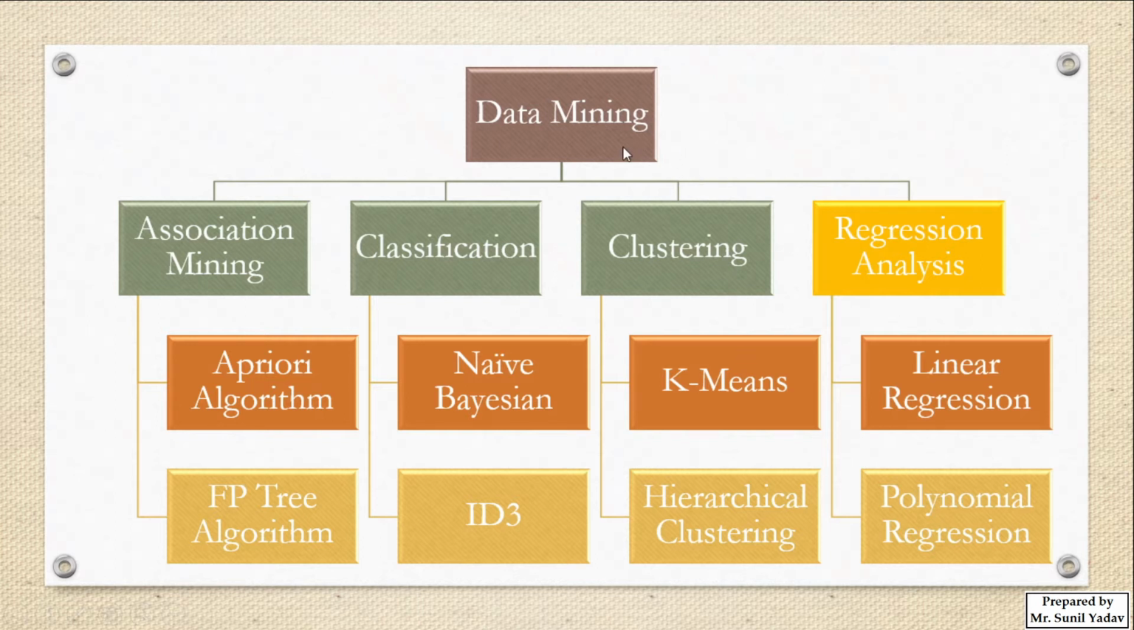We are already aware of this tree diagram, which shows that data mining has 4 major functionalities: association mining, classification and clustering. In my previous lecture we already covered all three data mining techniques along with the mathematical implementation of the a priori algorithm, FP tree algorithm, naive Bayesian classification, ID3 algorithm, k-means clustering and hierarchical clustering. Now we'll start with regression analysis, and in this module we'll cover linear regression and polynomial regression.